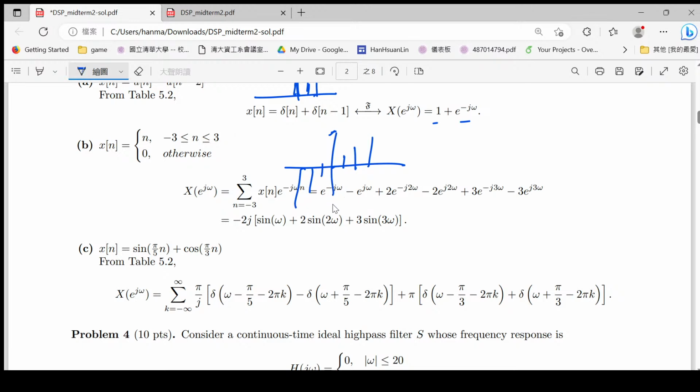So this plus 1 and minus 1 give you e to the minus j omega minus e to the plus j omega, and plus 2 and minus 2 give you 2 e to the minus 2j omega and minus 2 e to the 2j omega, and you have the plus 3 and the minus 3. And so you just have those 6 terms, and you can also simplify them a little bit, because you have e to the j omega minus e to the minus j omega, so that should give you a sine. So you have 3 pairs of sines like this here.